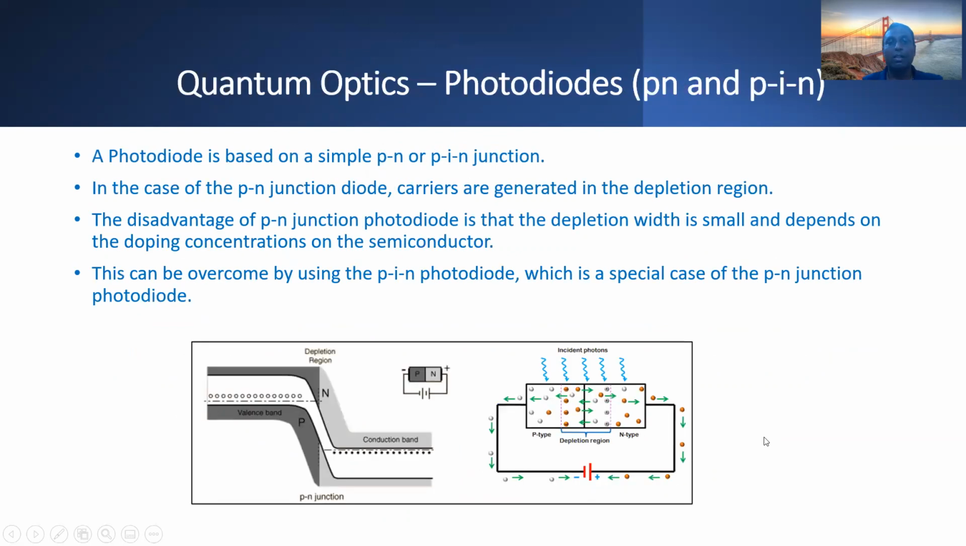Photodiode: it has two types, PN and PIN junction. The photodiode is based on a simplified PN or PIN junction. In the case of a PN junction diode, carriers are generated in the depletion region. The disadvantage of the PN junction photodiode is that the depletion width is small and depends on the doping concentration of the semiconductor. However, this can be overcome by using a PIN junction photodiode, which is a special case of the PN junction photodiode.